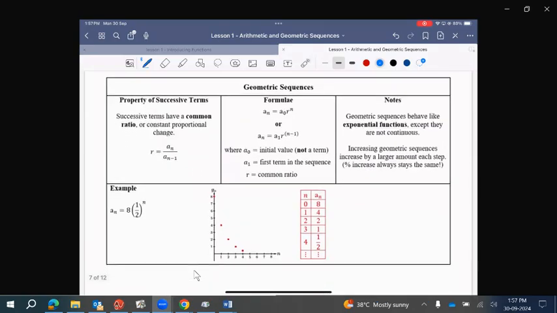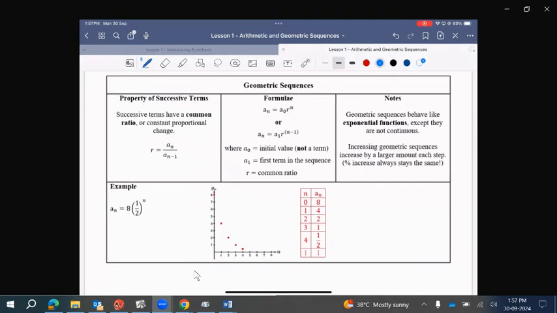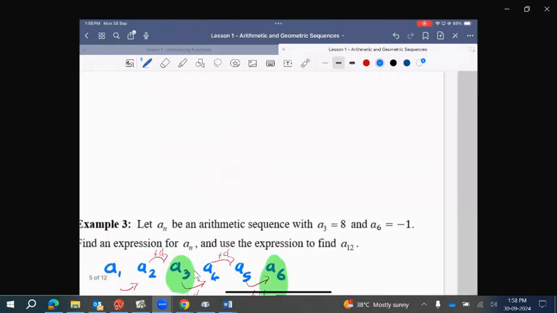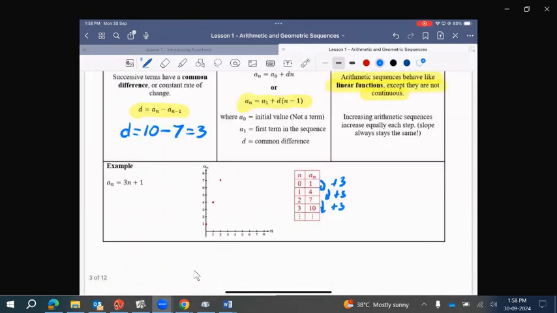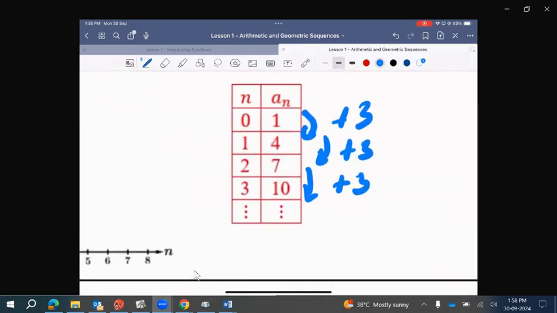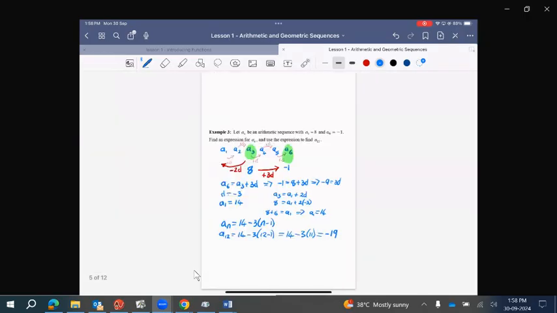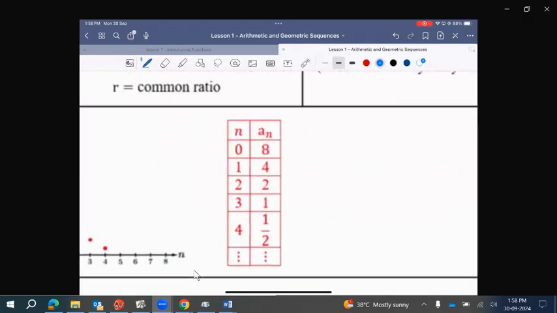Okay, so our next type of sequence is called a geometric sequence. And what's important about a geometric sequence is these ones have what we call a common ratio. Subsequent terms in the sequence have a common ratio. What this means is we're always multiplying. In the arithmetic ones, we're always adding the same number. In the geometric ones, we're always multiplying by the same number.